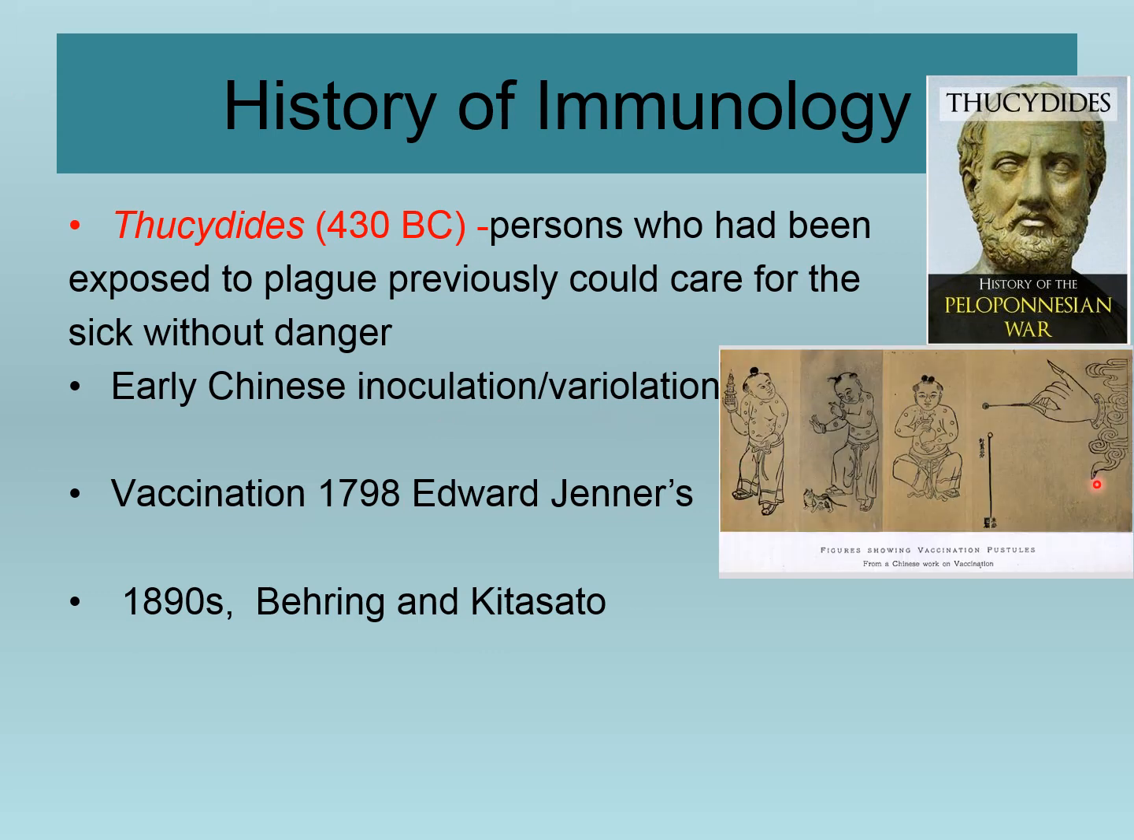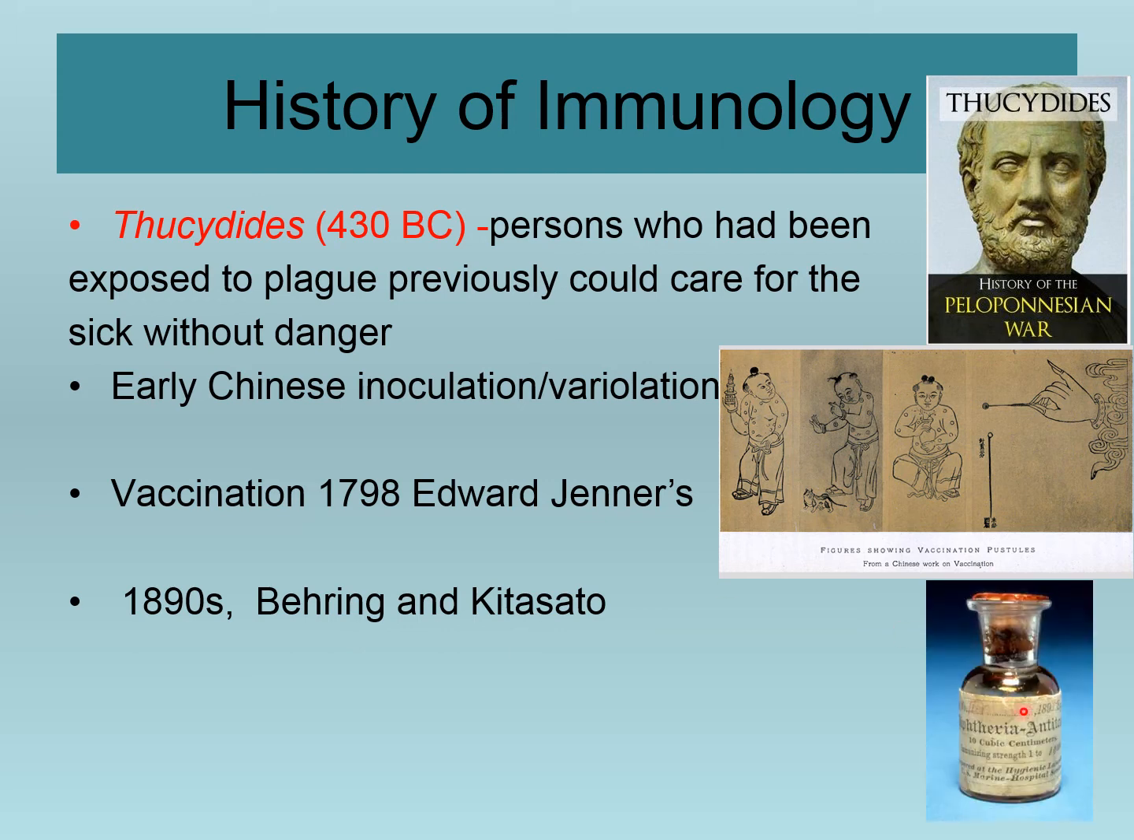As you can see in this picture, the first vaccine was developed by Edward Jenner in 1798, and we have discussed it in the first lecture of this course. And in 1890, Behring and Kitasato developed the first antitoxin for treatment of diphtheria.